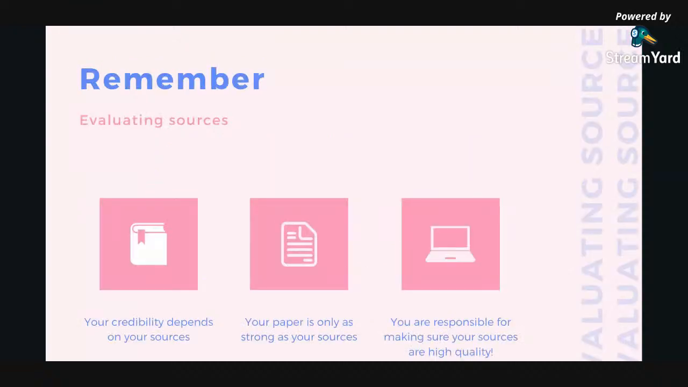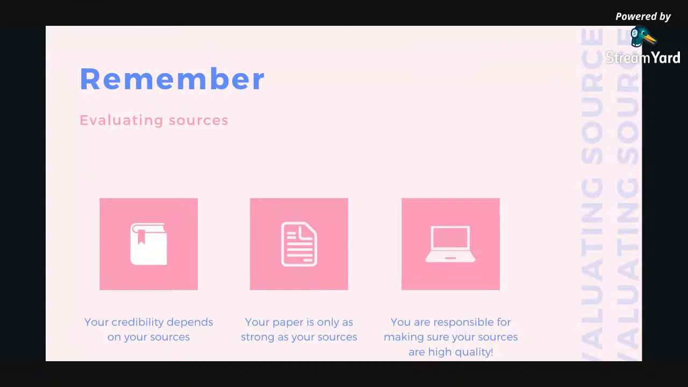So remember, when you're evaluating sources, your credibility depends on your sources. So, you can't say, well, this paper was bad because of these sources. You're the one that's choosing the sources. I'm not choosing them, and they're not being chosen for you. So your credibility depends on how you choose things, and even if it's not a paper, if you are posting something on social media and you cite a source that's not a solid source, then that makes your credibility not look as solid.